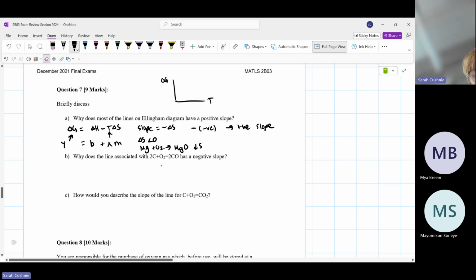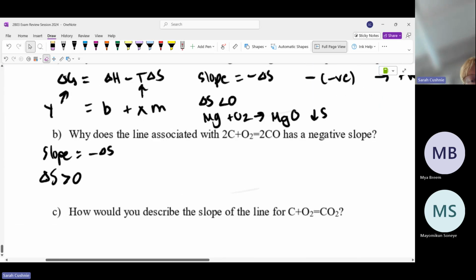However, now we have this one line, 2C plus O2 is equal to 2CO, and this has a negative slope. So what this means, again, the slope is equal to negative delta S. So to have a negative slope, delta S has to be bigger than 0. Why is that happening? We can look at the moles of gas here.